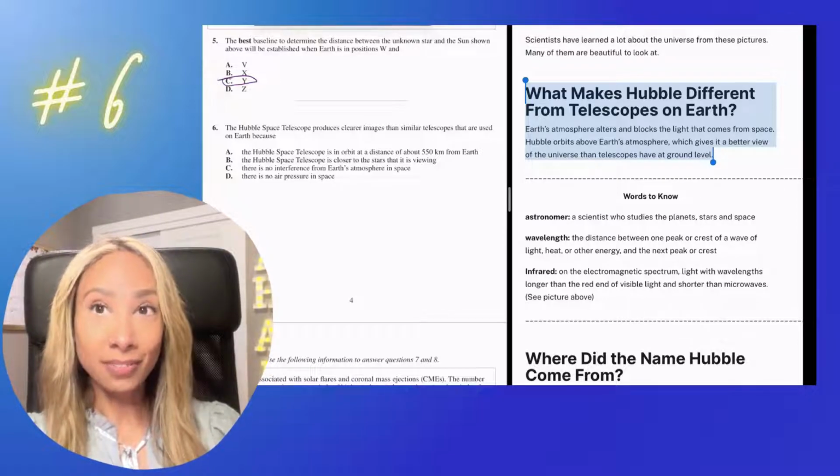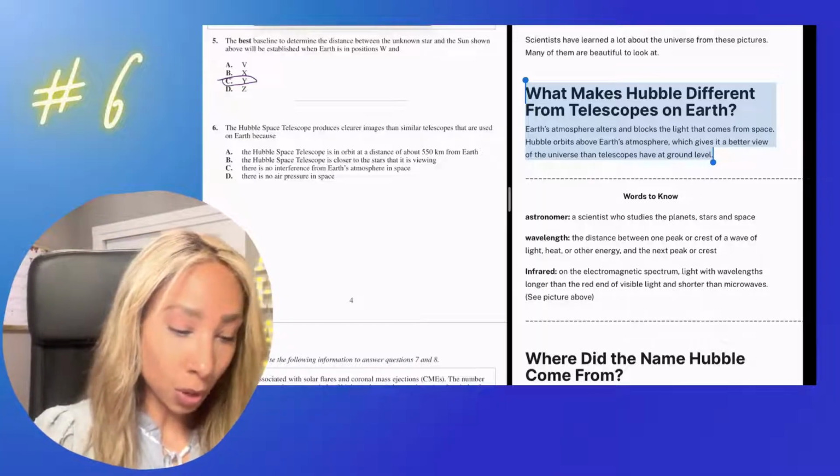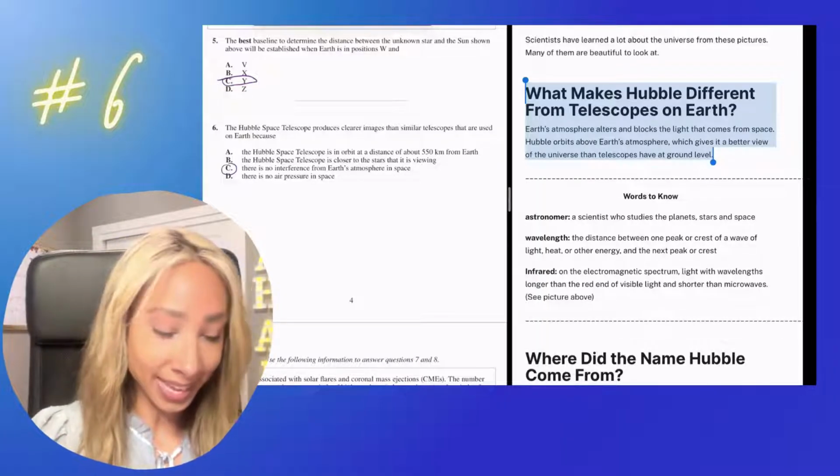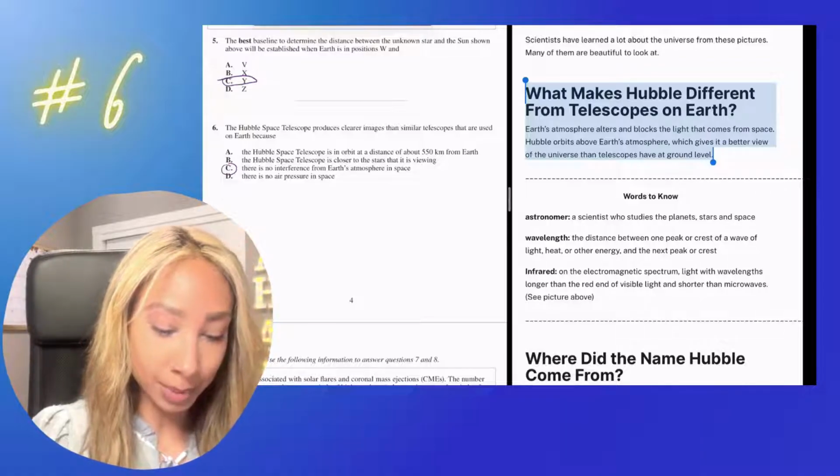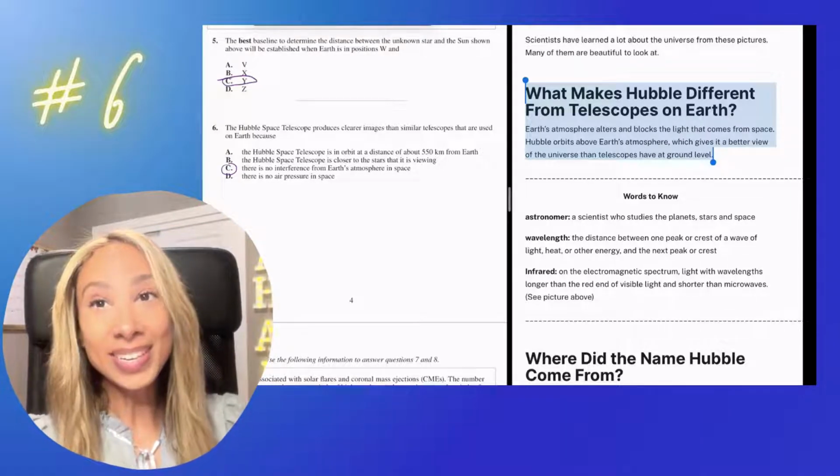So now we just need to find an option that fits that. Our option, or really the only one that's going to fit that, is going to be option C here. There is no interference from Earth's atmosphere in space. So our answer for this one is going to be C.